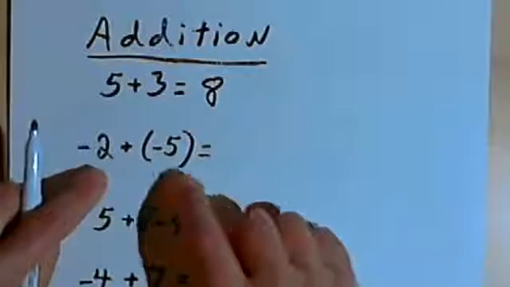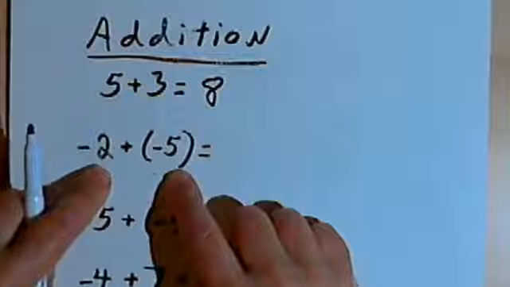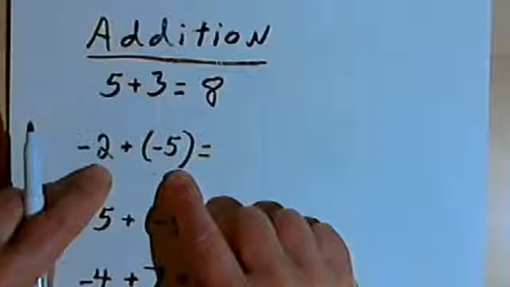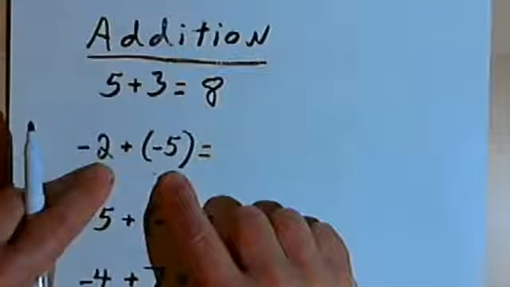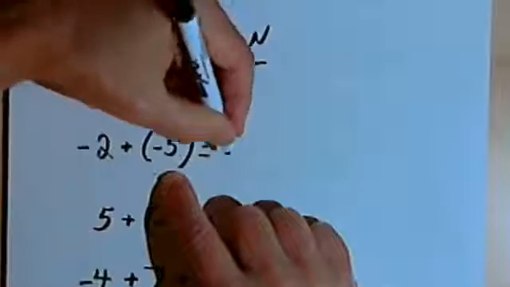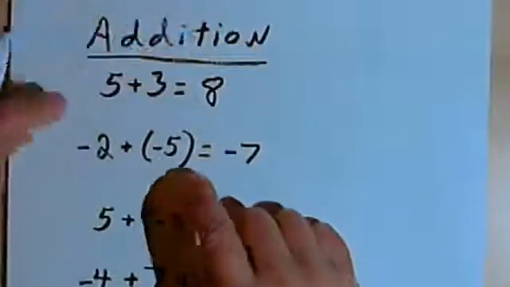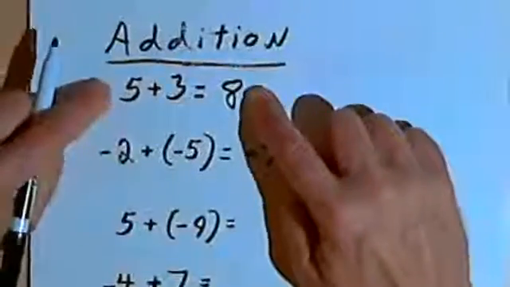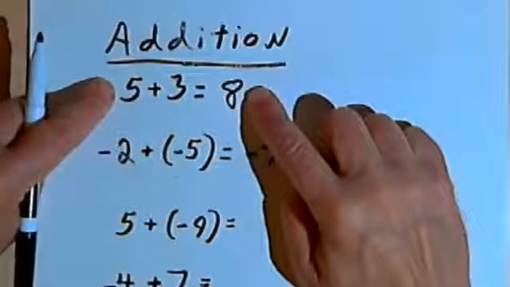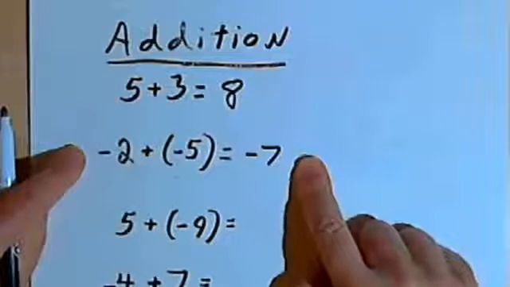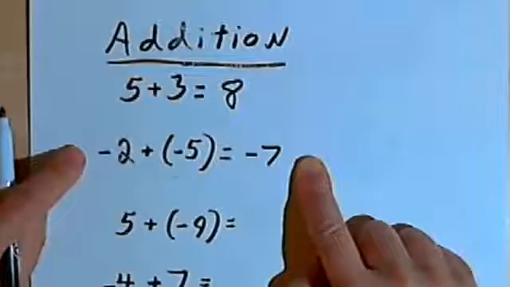Now, if both the signs are negative, like in the next problem, negative 2 plus negative 5, I'm going to add the 2 and the 5 together, but the result will be negative. So that's going to be negative 7. So if the signs are both positive, the sum is positive. If the signs are both negative, the sum is negative.